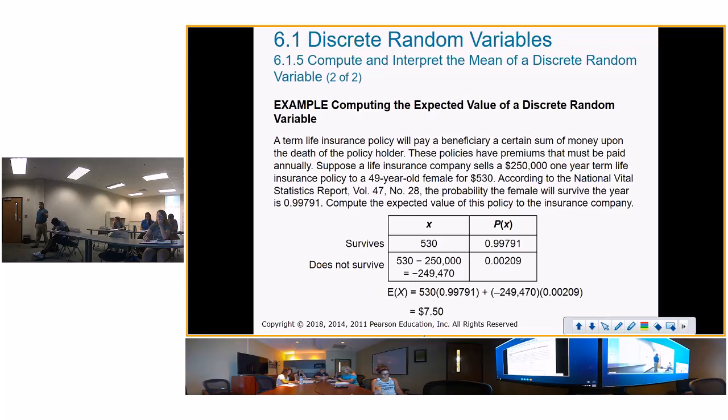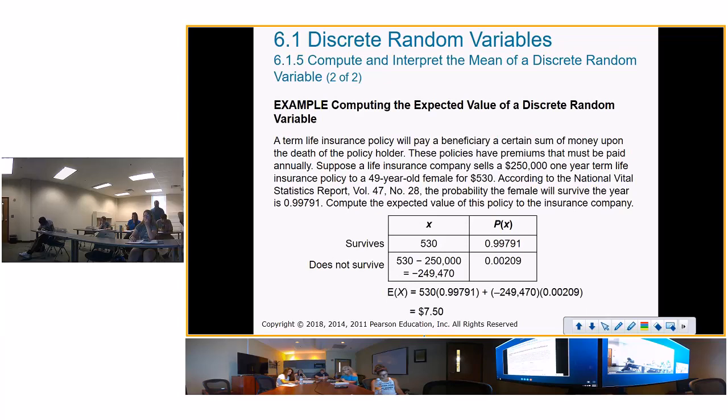Now the second part of the question. If you pay an insurance company, and I'm just going to talk out loud, if you pay an insurance company $500 a year, and you live for that year, you're out how much money? $500. So that's what it's saying right there. If you survive the year, you're out $530. Everybody with me? Yeah.